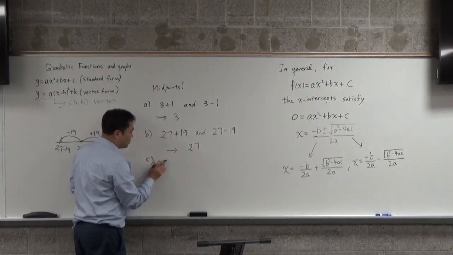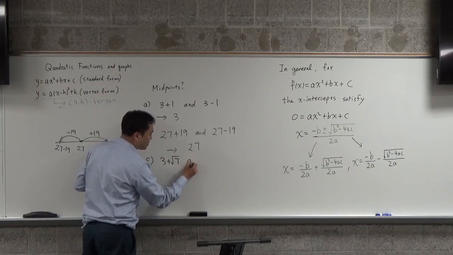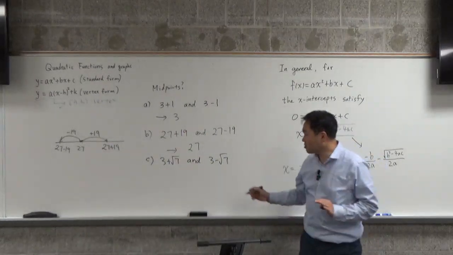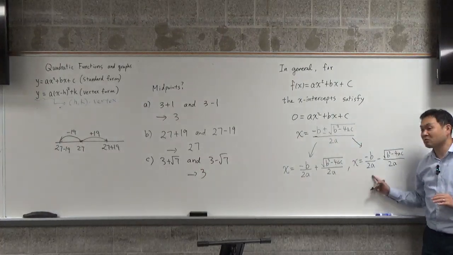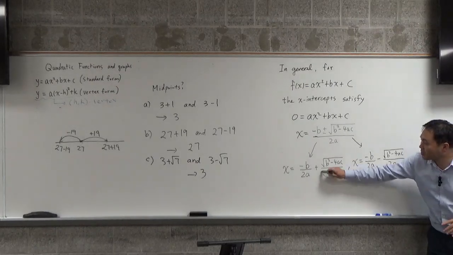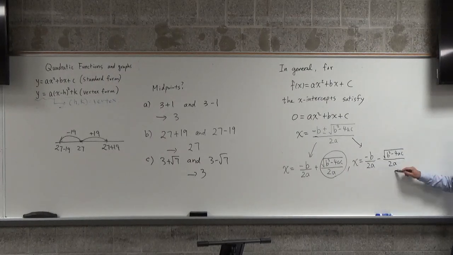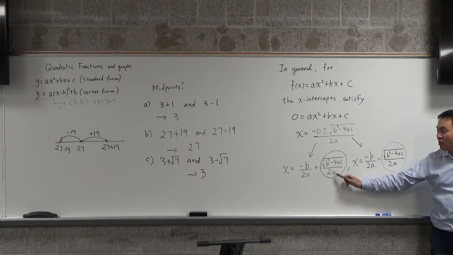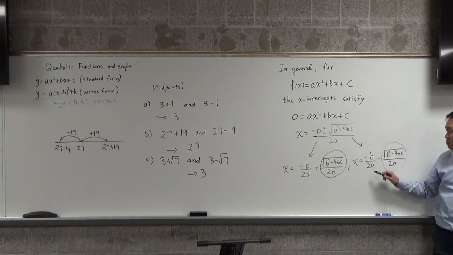All right. What's the midpoint of, say, 3 plus square root of 7 and 3 minus square root of 7? It would still be 3, right? Good. Now, what's the midpoint of these two? I don't really care what this is. It looks very scary, but it's just some number that's added and subtracted. The same thing is added, the same thing is subtracted. So even if I have no understanding of what this quantity is, the midpoint will be exactly right here.